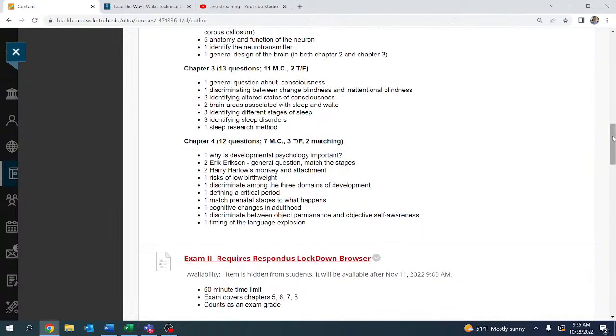Chapter 4, 12 questions. 7 of them are going to be multiple choice, 3 are going to be true, false, and there are 2 matching. Okay? So, I have one question on why developmental psychology is important. If you look in slide 4A, I basically tell you that learning about how human beings develop allows us to help people live longer, better lives, Hannah. Okay, so developmental psychology helps human beings live better and live longer.